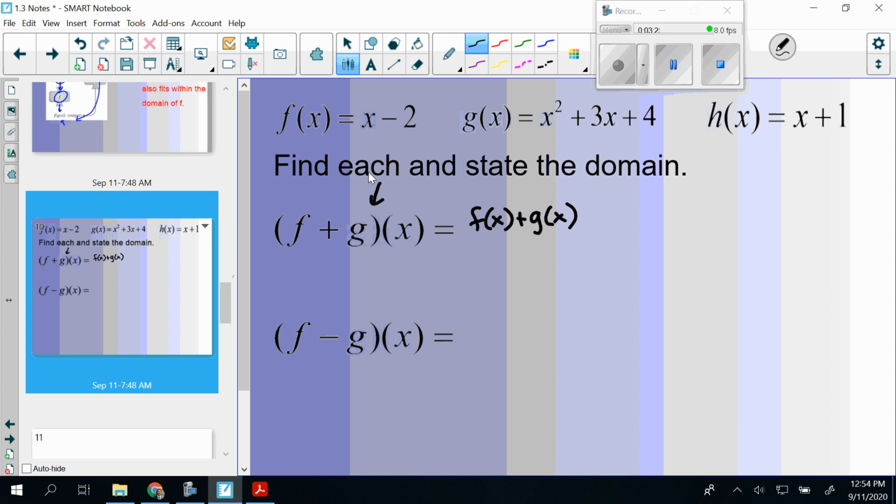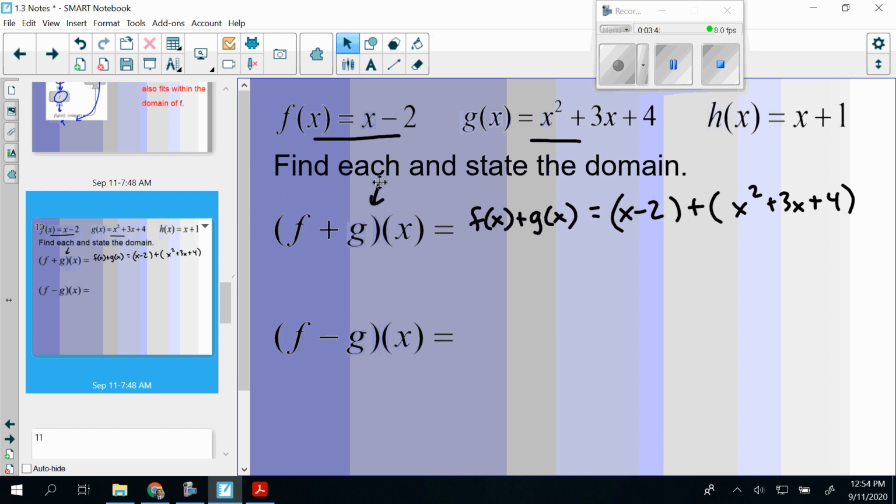So if we look up top, there's those two functions. We want to add them. And so it's going to be x minus 2 plus x squared plus 3x plus 4. Since there's a plus between these, the parentheses aren't really doing anything here, so you don't necessarily need those when you're adding. I put them in there to kind of distinguish between the two we substituted in. Now it's just combining the like terms together.